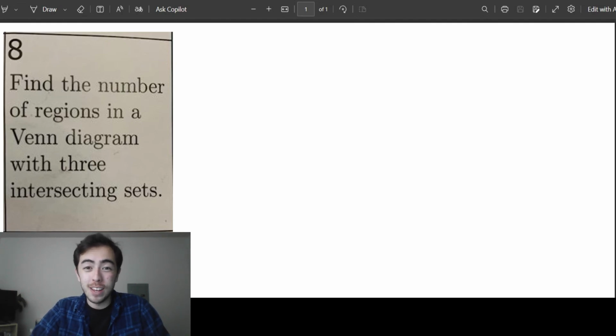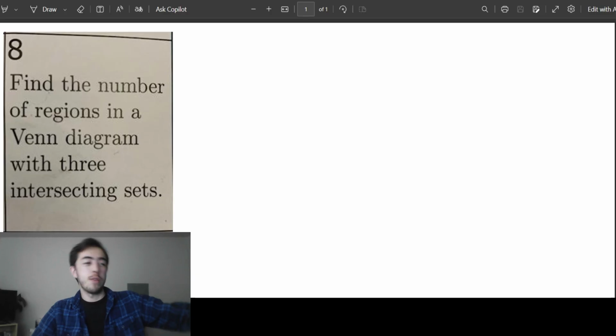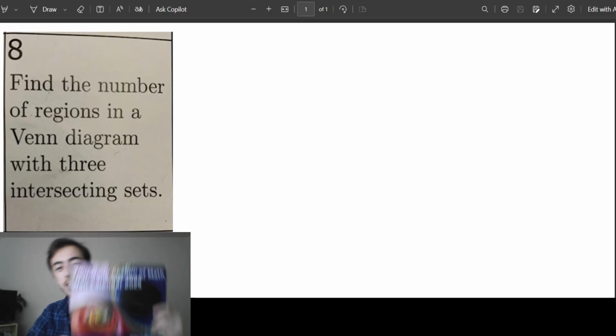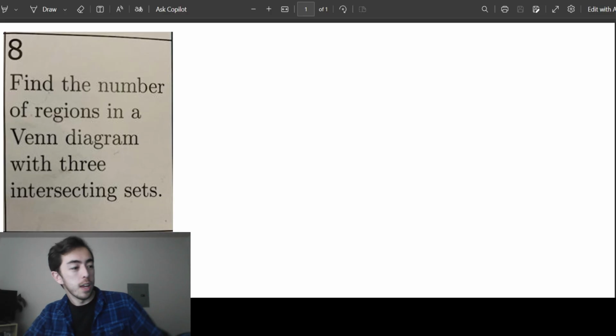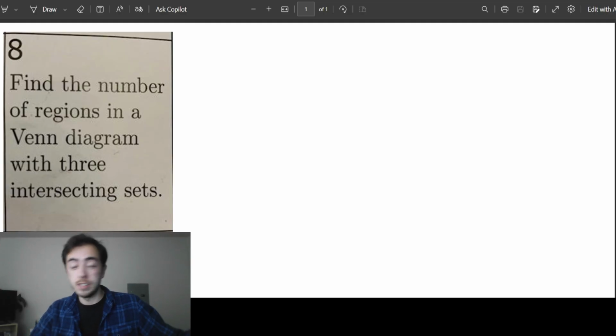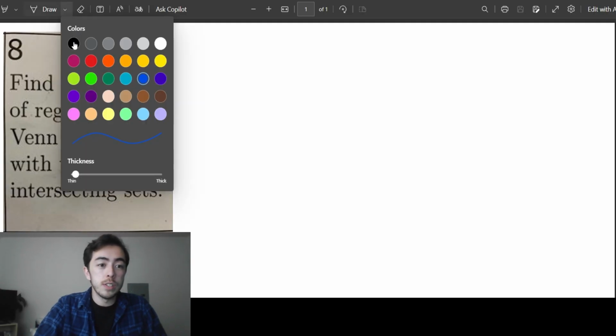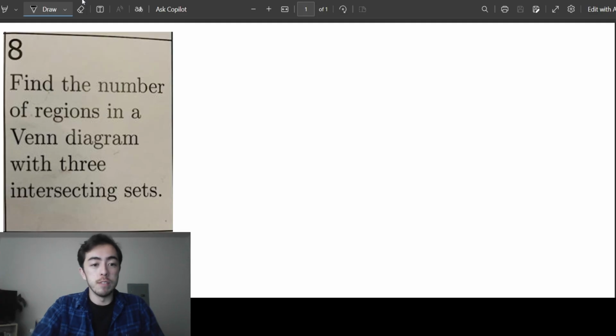Today is November 8th, and we're solving problem 312 from the Daily Epsilon calendar. And the answer is supposed to be 8 because that's today's date. We just need to find the number of regions in a Venn diagram with 3 intersecting sets. Well, let's just do it quickly, and then let's talk about it a bit more.